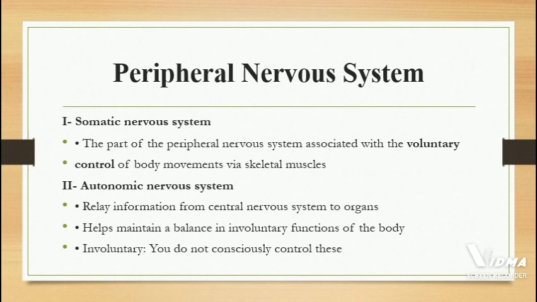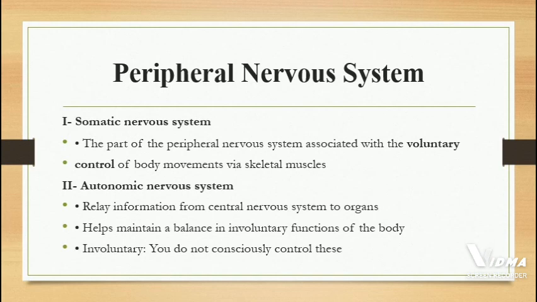I think I told you in the previous slide. Again, the peripheral nervous system is divided into two types, that is the somatic nervous system and the autonomic nervous system. The somatic nervous system is associated with voluntary movements of the body, which are controlled by skeletal muscles.